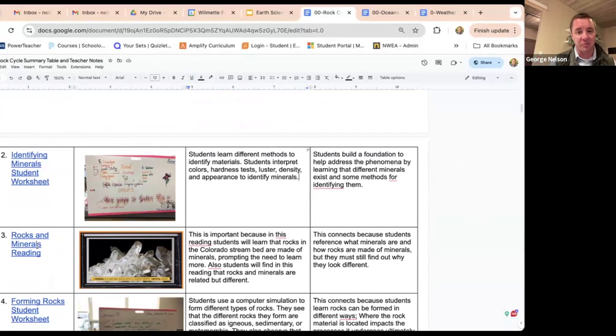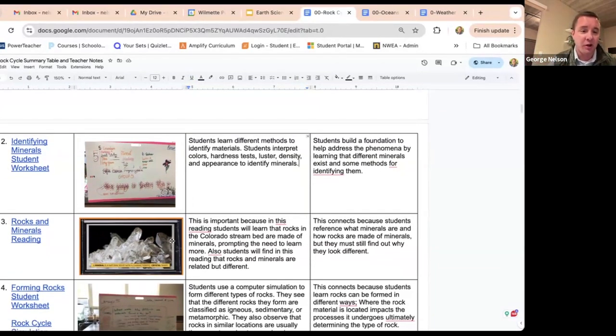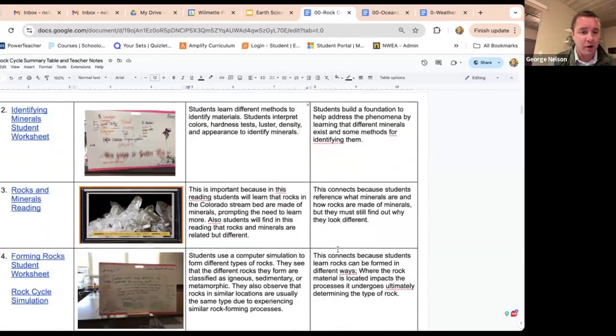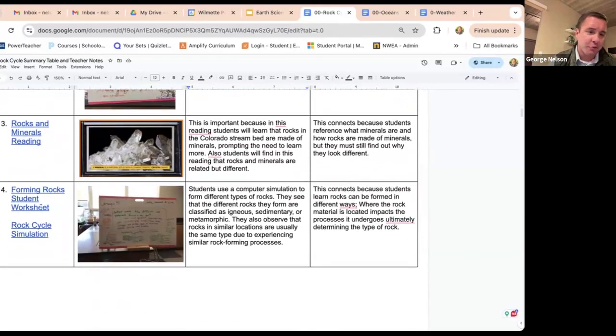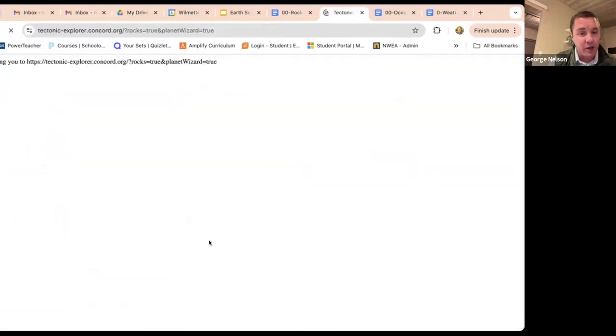With my seventh graders, I do the lab, and we do a reading afterwards. Still, I'm trying to get them to understand that the rocks in Colorado are all made of the same types of minerals, but they look different. So again, we're just starting slow with our model development here. There's a forming rock cycle sim. This one's cool. It's a free one from the Concord Consortium.